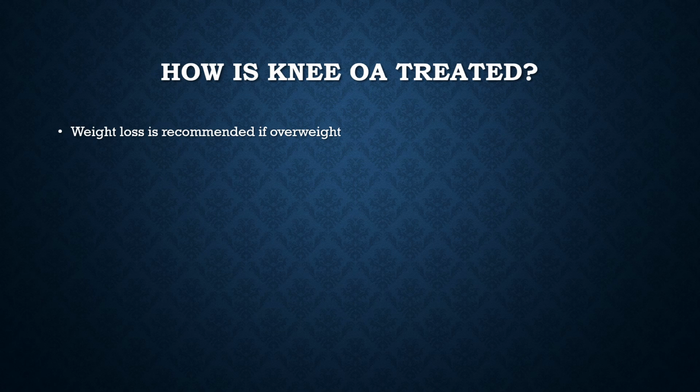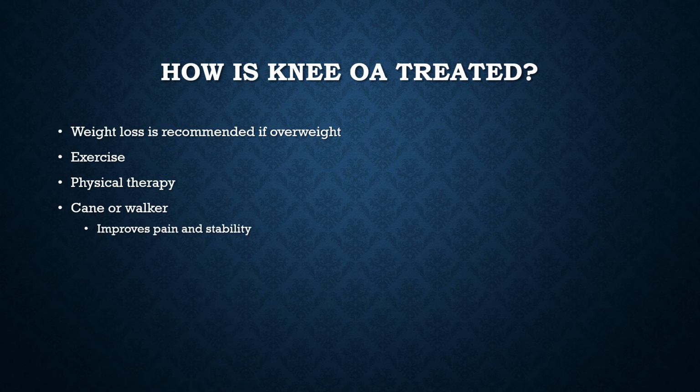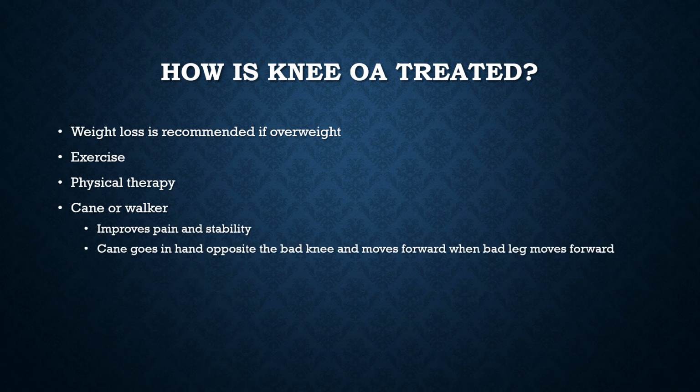How is knee OA treated? Weight loss is recommended if a patient is overweight. Exercise is very important. Physical therapy is often prescribed. A cane or walker can help with stability and also with pain. A cane normally would go in the hand opposite to the bad knee, and it should move forward when the bad leg moves forward.